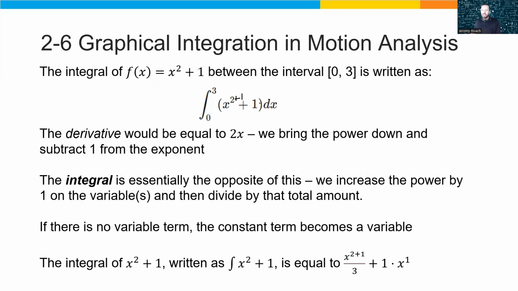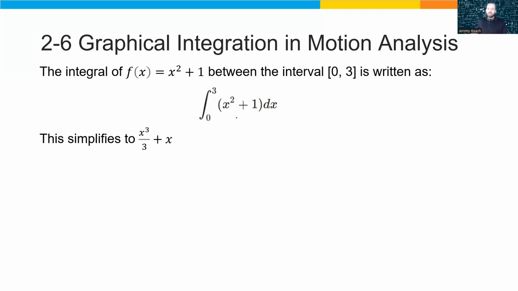And we do the same thing for this number 1. Technically, if we wrote it as a variable, it would be x to the 0. Anything to the 0 is just 1, so it would be 1 times 1. But if we have x to the 0 and we add 1 to it, now it's x to the 1. And if we divide by that power, it's just over 1, so we don't need to write the over 1 there. We just write 1x to the 1, or 1x, or even more simply, just x. So it simplifies to x cubed over 3 plus x.